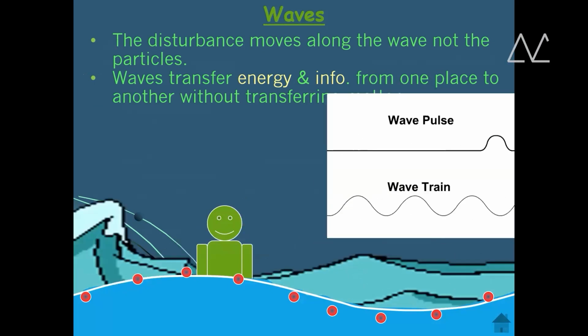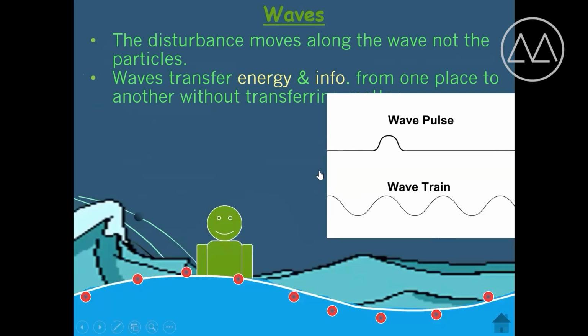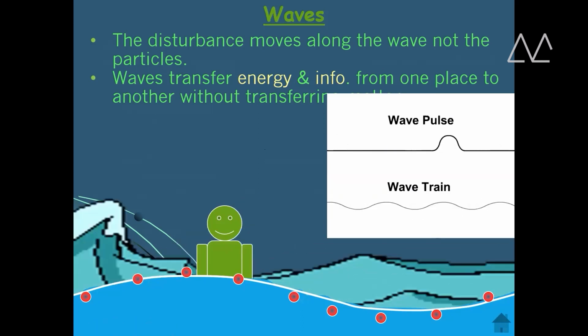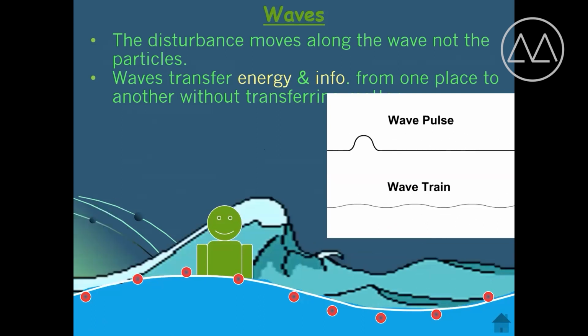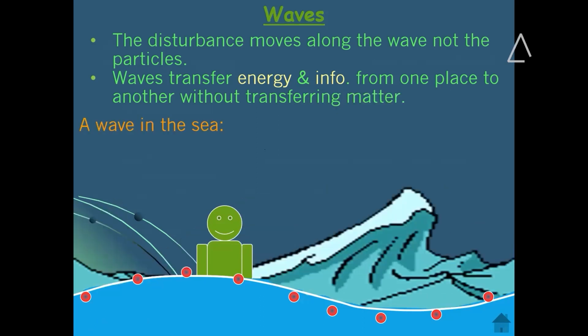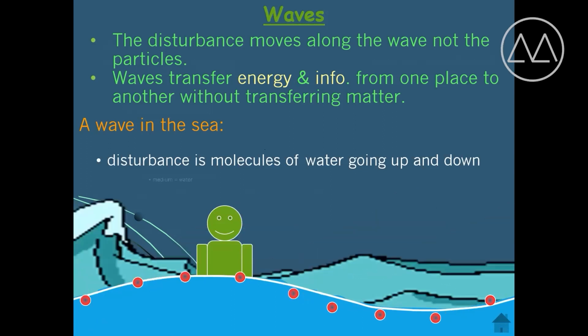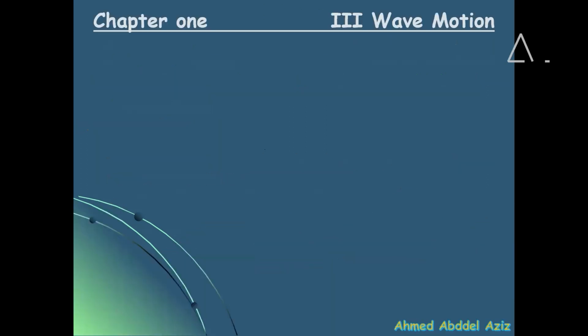Look at the figure. We have two shapes here, wave pulse and wave train. We have one pulse to move, and a train, which is a continuous wave. A wave in the sea is a disturbance in molecules of water going up and down. The medium here is liquid, which is water.